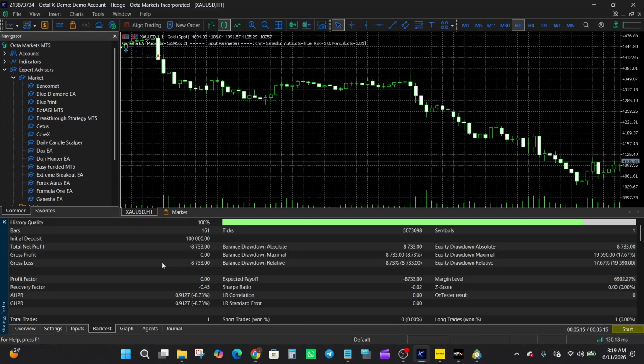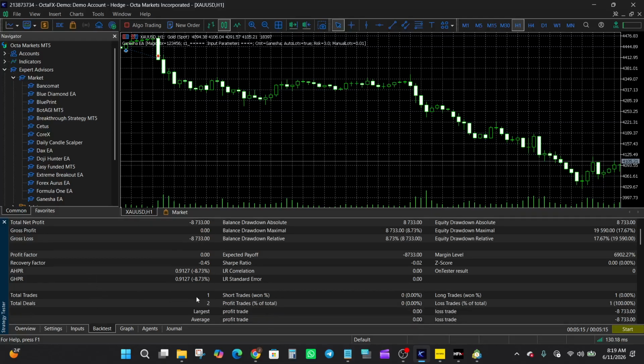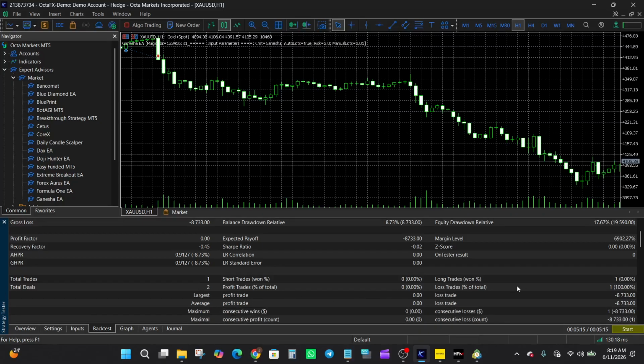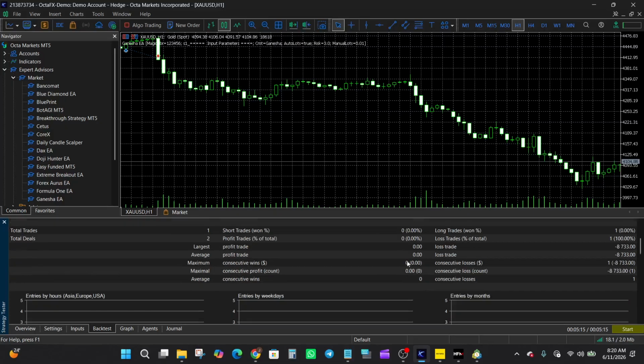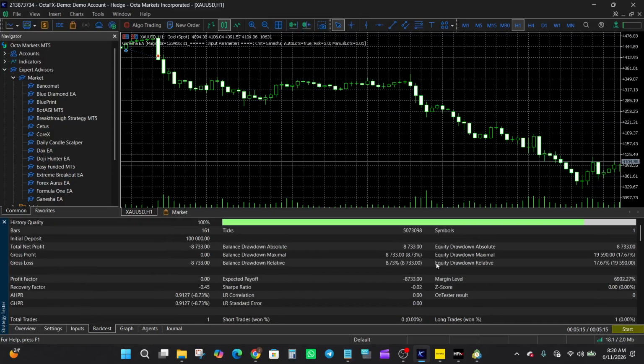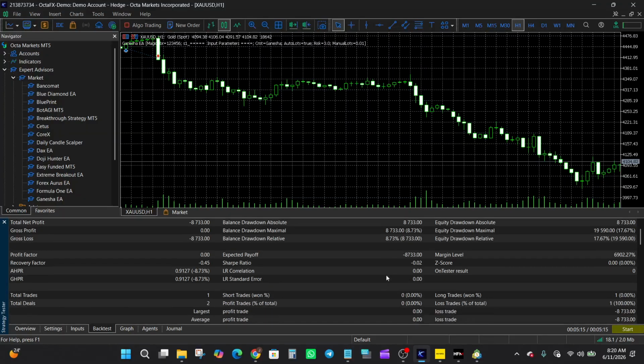So from an initial deposit of $100,000, the total net profit was negative 8,733, and we can see that the total trades taken was just one trade, and well, it was a losing trade, and that loss was over 8.7% of the balance, right? So, well, that doesn't seem to me like a very good risk management.